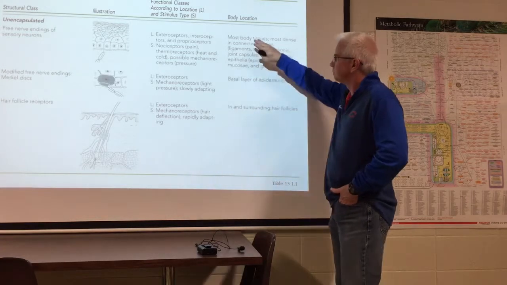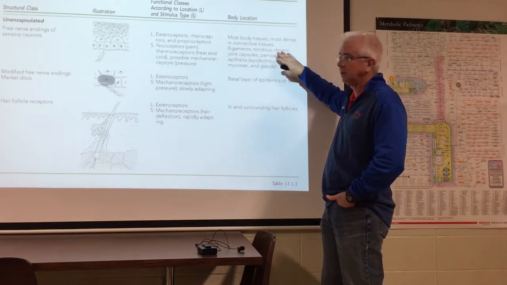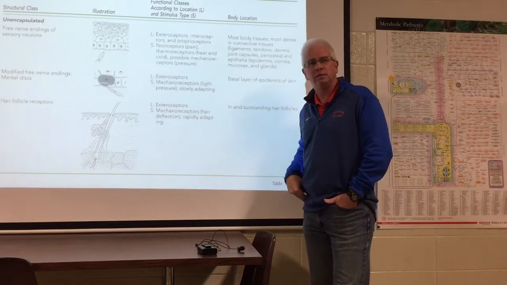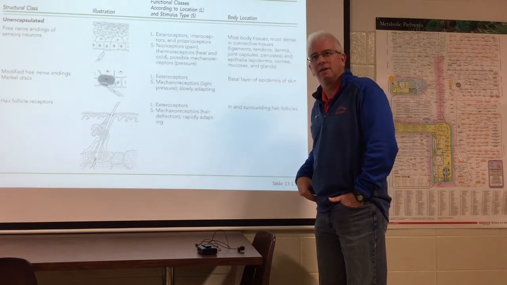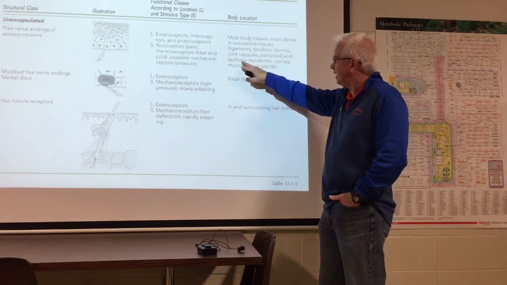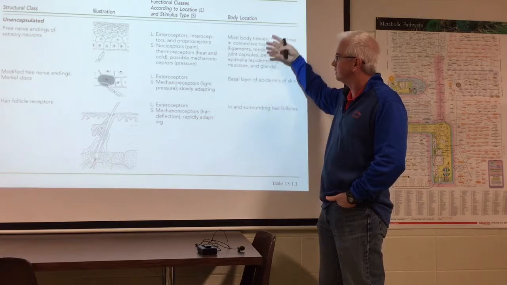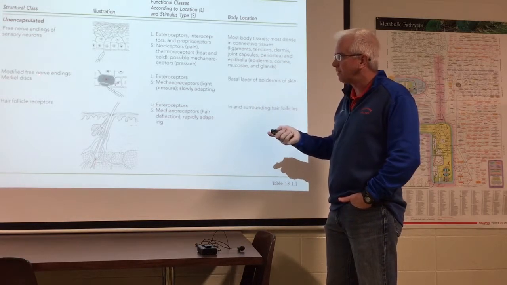And so this picture tells you that these guys are also found in ligaments and tendons. They're also found in the dermis. Free nerve endings in the dermis, is that right? You've seen that already? Yeah. In the epithelia, in the epidermis, in the cornea, on the outside of your eyes, mucosa and glands, they're free nerve endings.